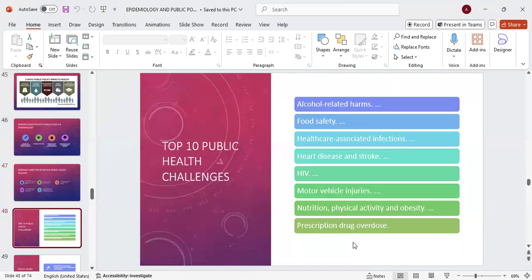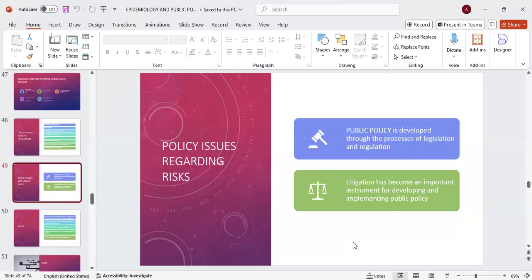Top 10 public health challenges. These include alcohol-related harms, food safety, healthcare-associated infections, heart disease and stroke, HIV, motor vehicle injuries, nutrition, physical activity and obesity, and prescription drug overdose.